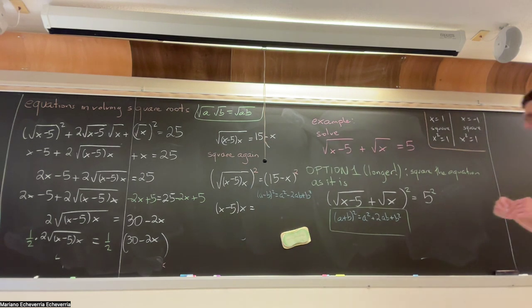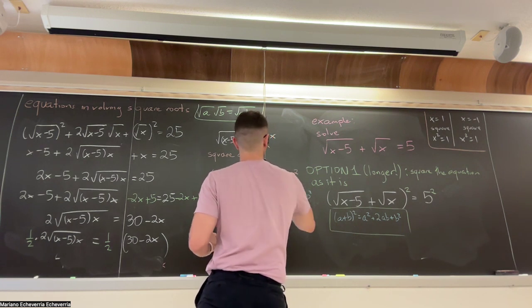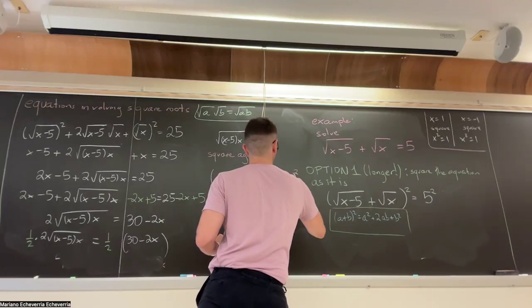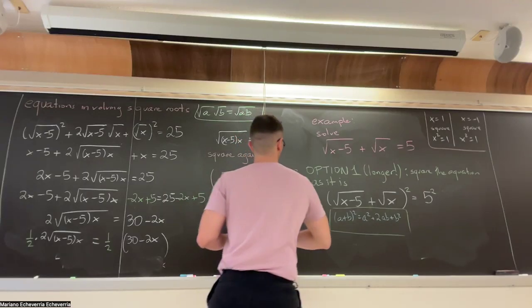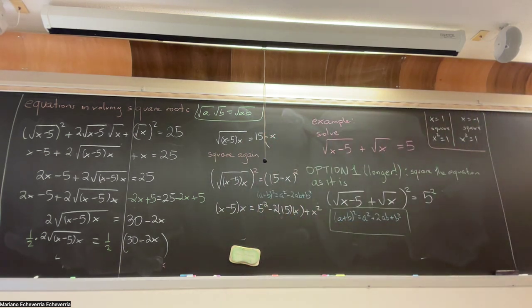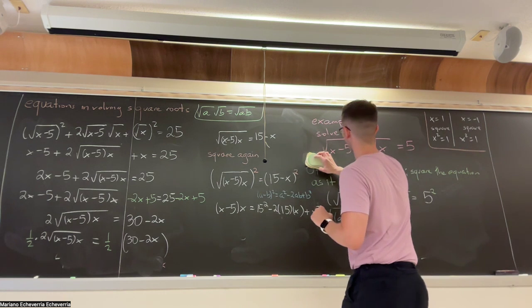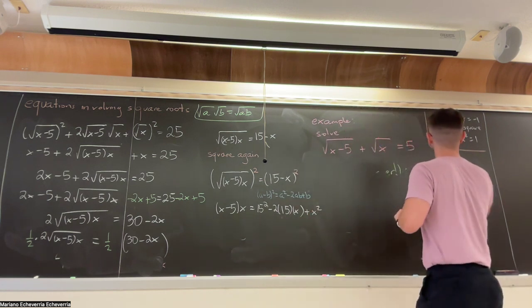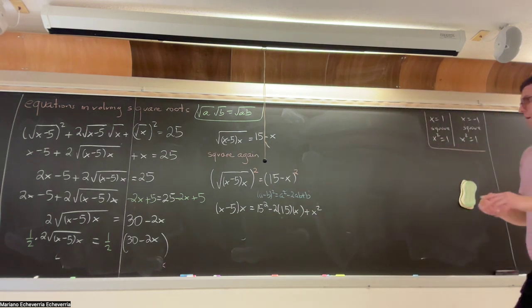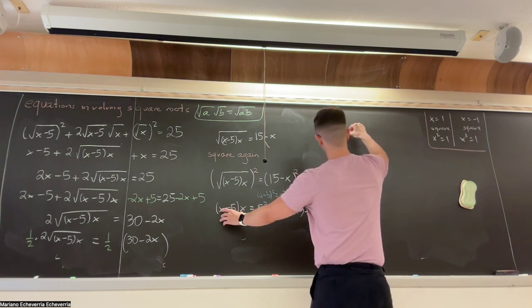So you get 15 squared minus 2 times 15 times x plus x squared. And you can multiply these as well. You get x squared minus 5x.